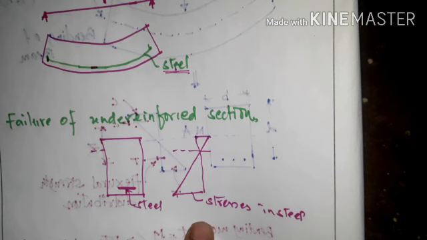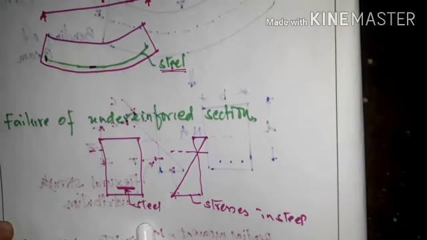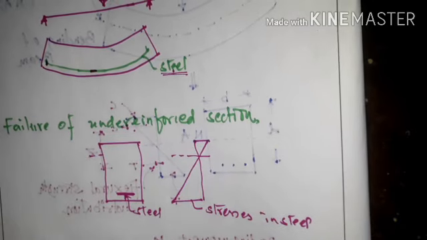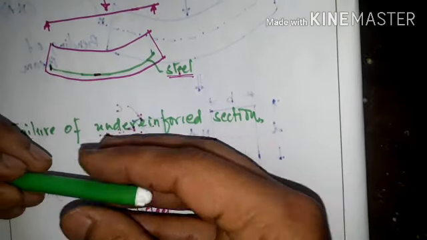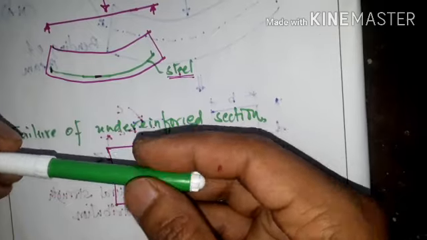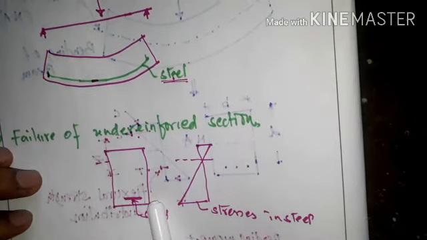So automatically, whatever tension is going to develop is borne by the steel, or the tension will be offered by the steel, and the elongation will take place. The elongation of the bar will take place. So during elongation what will happen? The steel will reach its ultimate value.